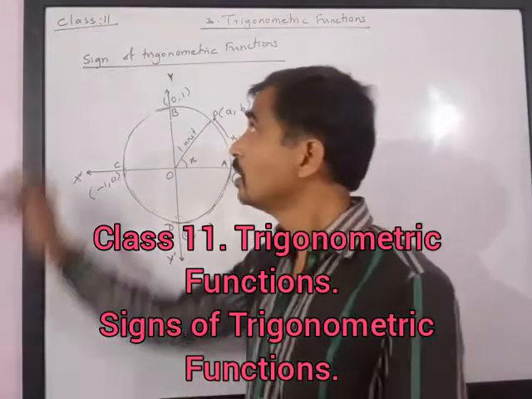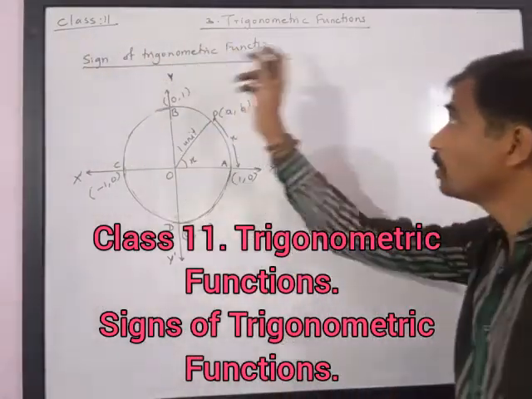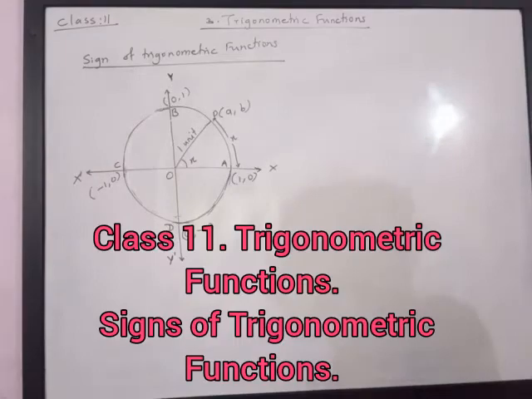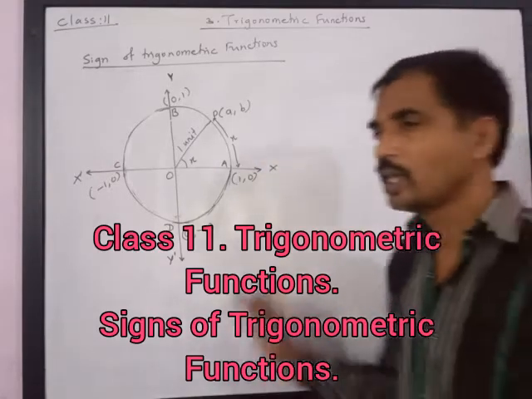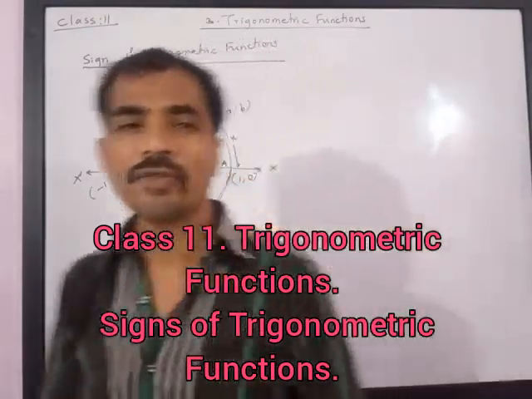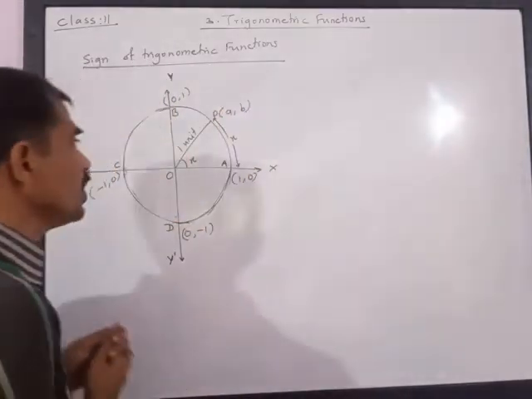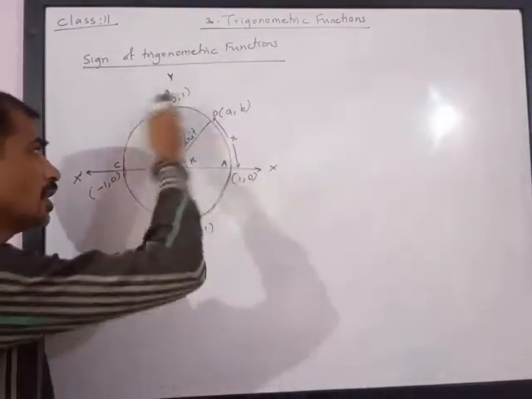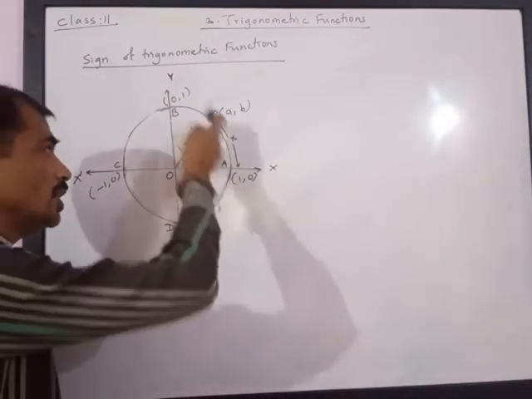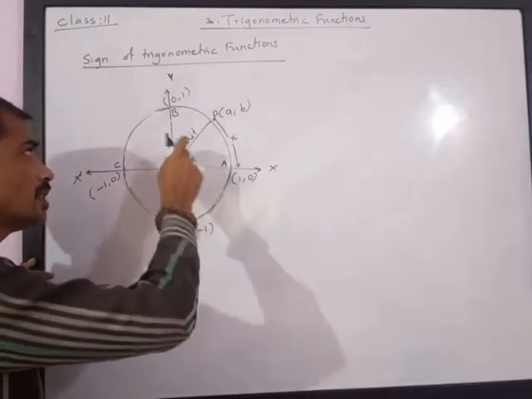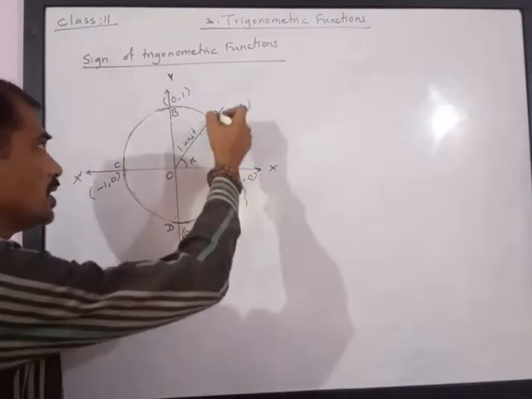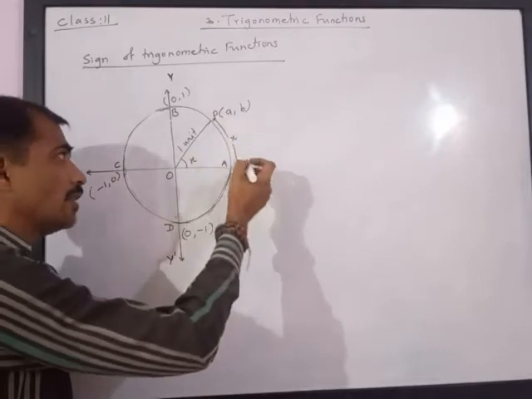Dear friends, in class 11 we are studying the third chapter, trigonometric functions, and the next point is signs of trigonometric functions. So let us try to understand the signs of some of the functions. Now see, we have already studied this: a unit circle, that is, a circle of radius 1 unit, and we have considered this arc of length x.